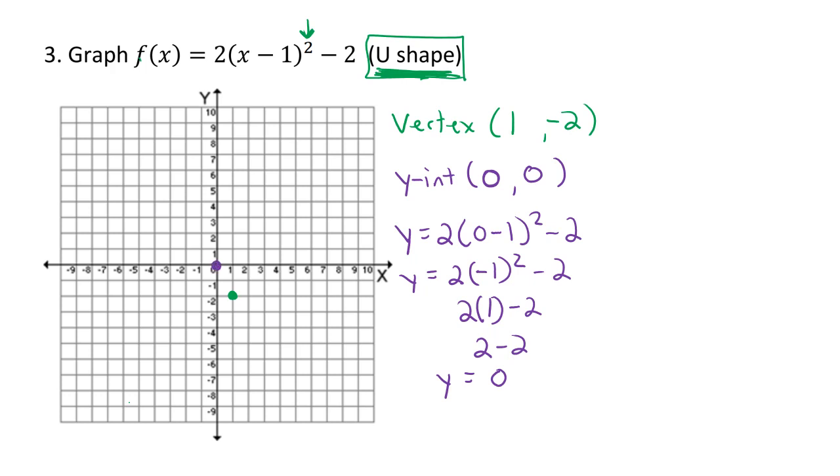Now keep in mind that a parabola has an axis of symmetry. That is a line that cuts the parabola perfectly in half, and it always goes through the vertex. That means if we have a point that is 1 unit to the left, we have another point that's 1 unit to the right. And so now we have 3 points, and we can make our U-shaped parabola.